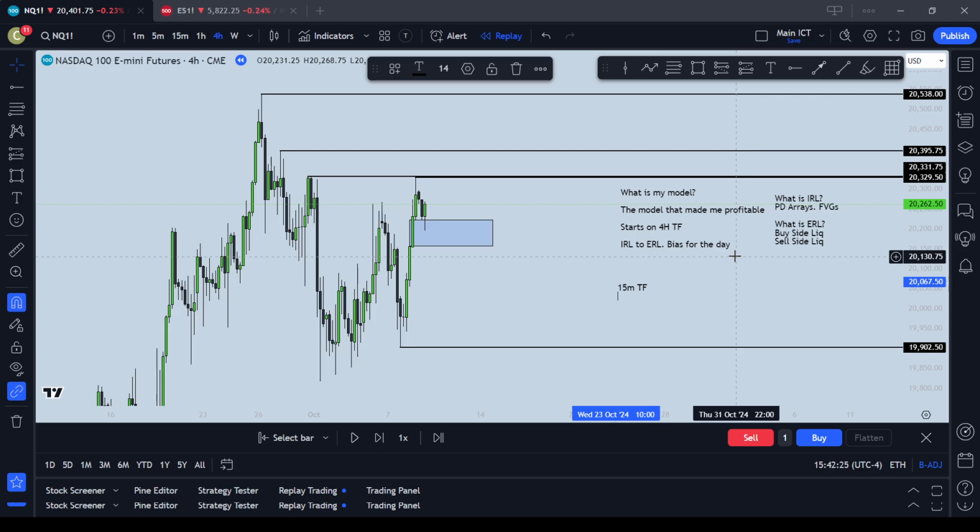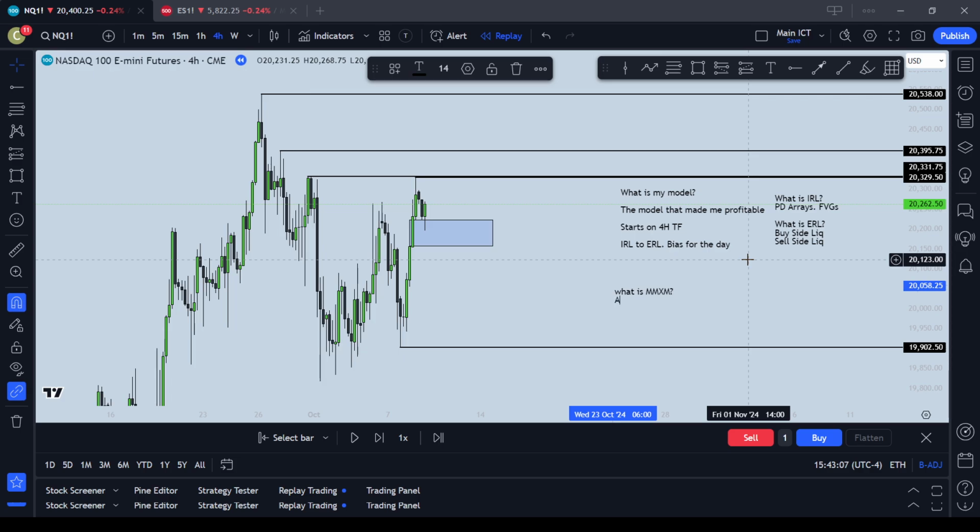All right, and what are you looking for on your 15-minute time frame? You're looking for what's called an MMXM. For those of you that are unfamiliar with what an MMXM is, this means market maker X model. All right, and in this case, X can equal buy or X can equal sell. Market maker buy model, market maker sell model. What is a market maker model? You're probably asking yourself, what is a market maker model?